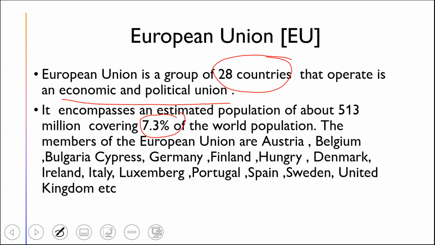Who are the members? You will get a lot of ideas here. Austria. Madam, Australia? Not Australia, Australia is not a member. This is Austria. Austria is a small country. Belgium, Bulgaria, Cyprus, Germany, Finland, Hungary, Denmark, Ireland, Italy, Luxembourg, Portugal, Spain, Sweden, United Kingdom. All are countries in Europe. Small countries were there, United Kingdom, then Germany and France. France's name was not given there, but even that country is also there.